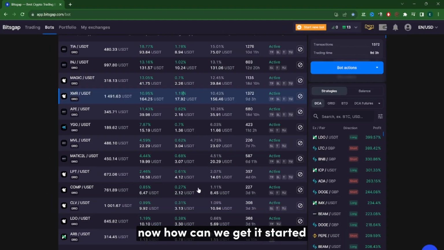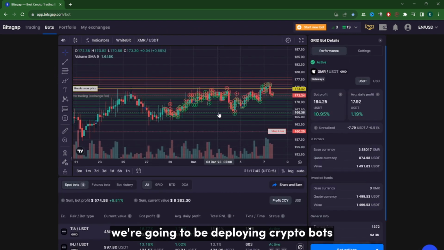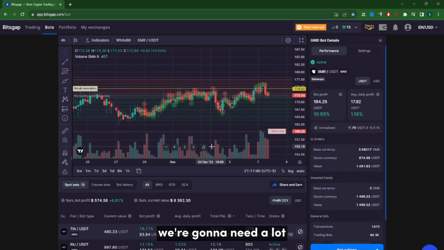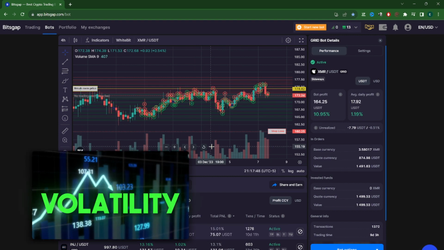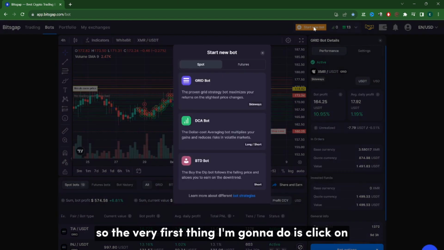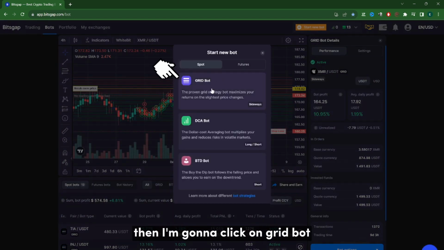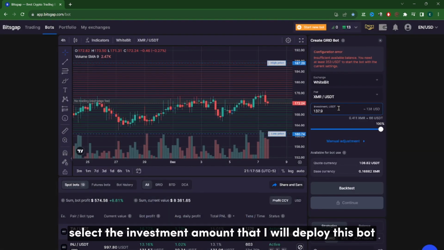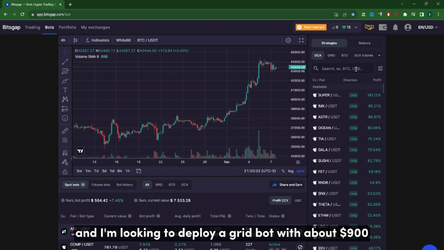Now, how can we get started with the strategy itself? We're going to be deploying crypto bots. Since we're going to be deploying grid bots, we're going to need a lot of volatility and a lot of consolidation. So the very first thing I'm going to do is click on start a new bot. Then I'm going to click on grid bot, select the investment amount, and I'm looking to deploy a grid bot with about $900.